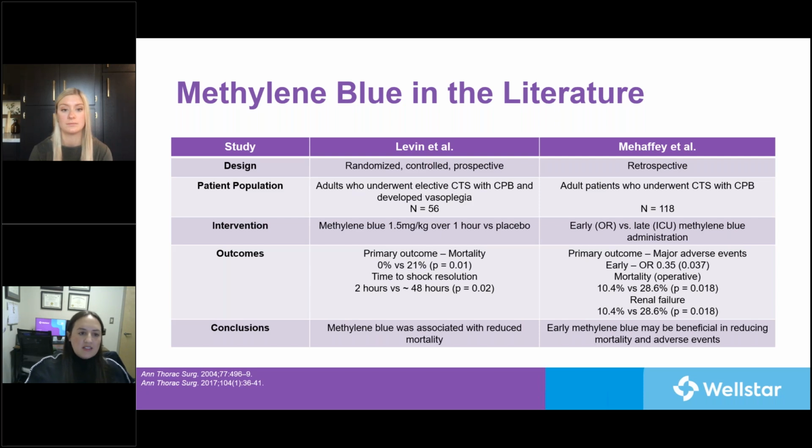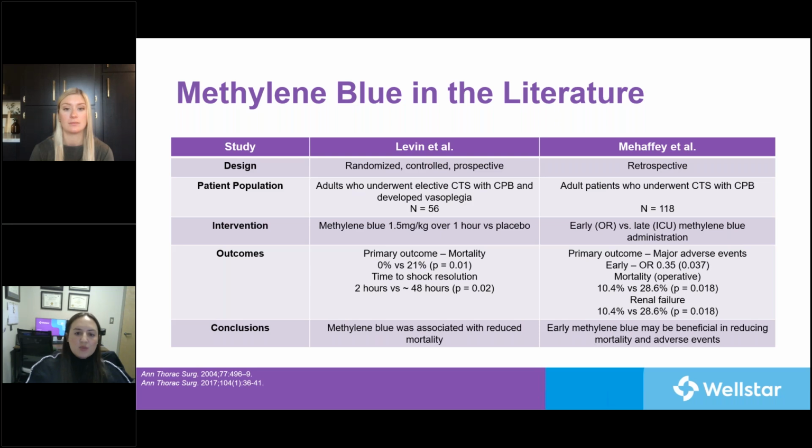So the first one that we're going to talk about is Levin and colleagues, and that was a randomized controlled prospective study that looked at patients who underwent CT surgery with cardiopulmonary bypass and developed vasoplegia. They compared methylene blue 1 milligram per kilogram, 1.5 milligram per kilogram over an hour versus placebo, and they actually found that there was a reduction in mortality and a faster time to shock resolution. So they found that the majority of patients had their shock resolved by about 2 hours in the methylene blue group compared to about 48 hours in patients who had received no intervention.